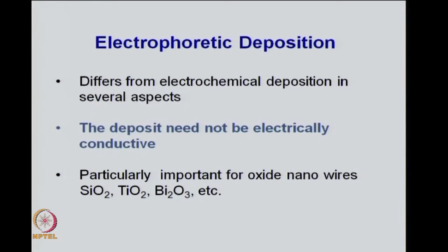And the first most important point is that the deposit need not be electrically conducting in this case, which is important in the case of electrochemical deposition. So, here the deposit need not be electrically conducting. So, finally, what is being deposited on your template need not be electrically conducting. So, it is a very good method for a variety of oxides or other insulating materials if you want to make nanowires out of them.